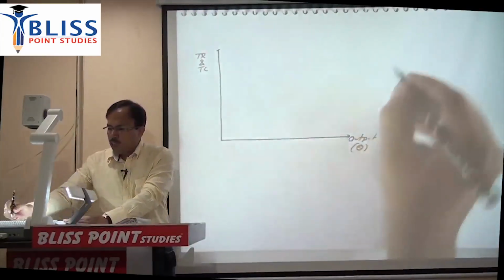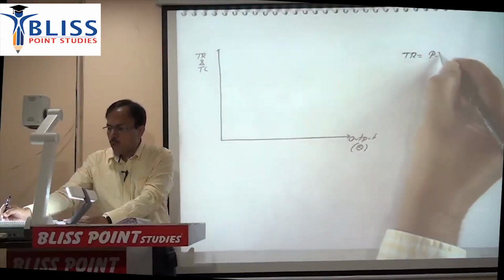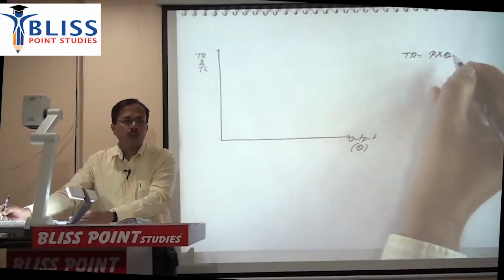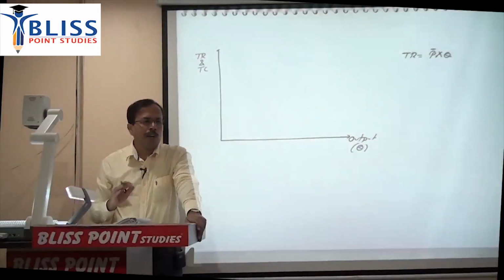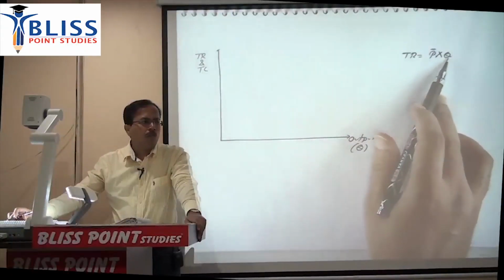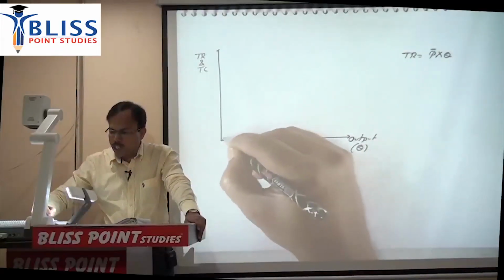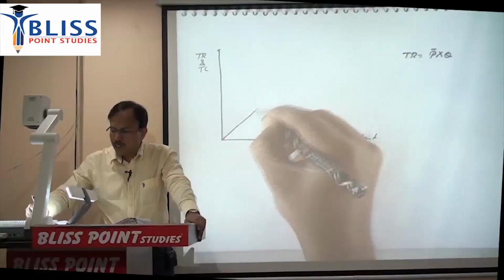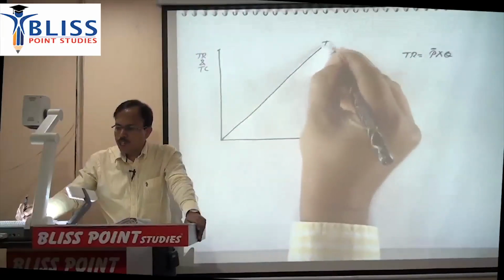Now if the market is competitive, then remember total revenue is P into Q, price into quantity. But for one firm, price is constant. One firm can't change the price. So at the same price, the firm can sell more and more. As quantity increases, TR will also keep increasing at a constant rate. So the line you will draw is straight, starting from the origin.